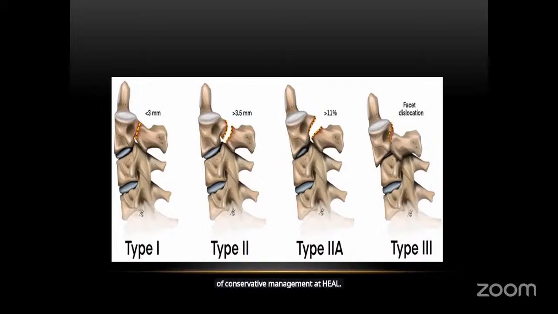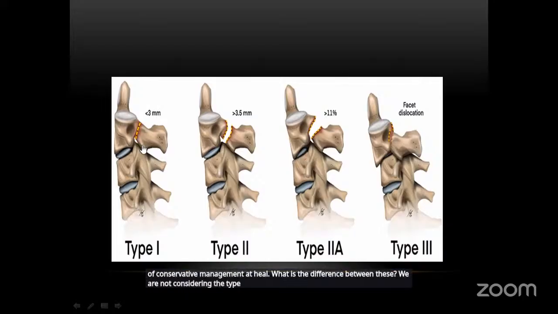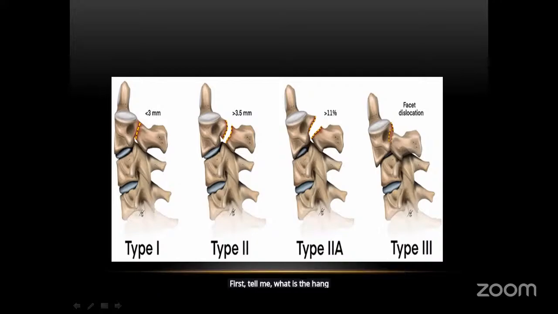So what is the difference between these? We are not considering the type 1 and type 1A, because these are just the linear type of fractures. First, tell me, what is the hangman fracture? What is the definition of hangman fracture?